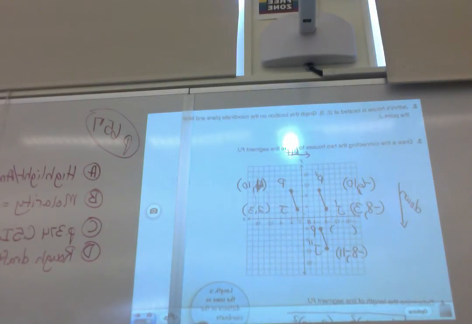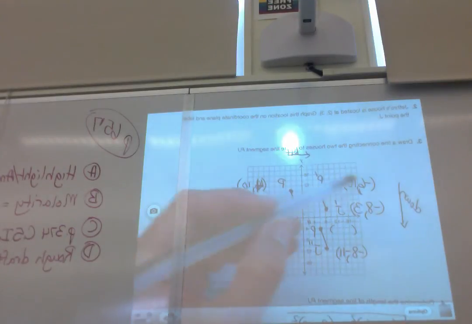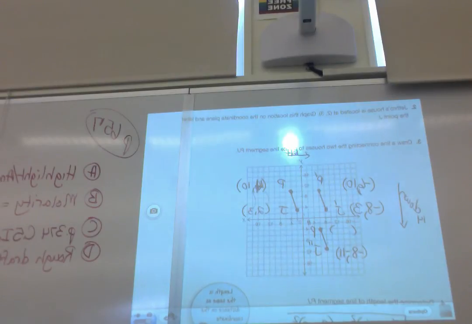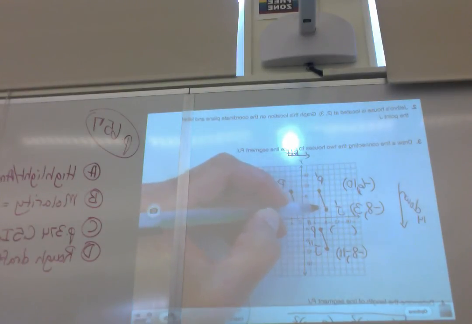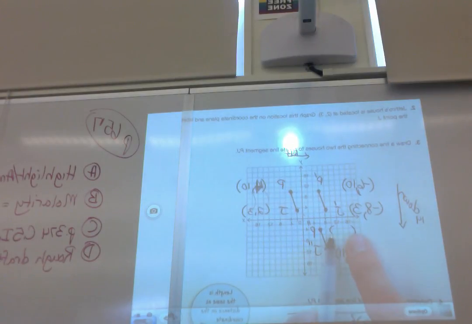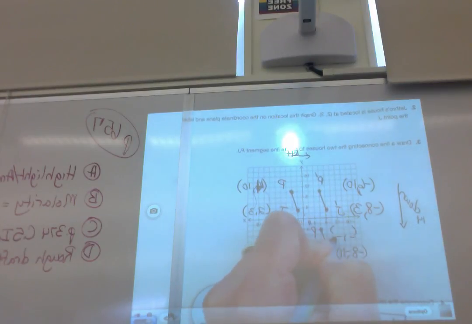How many did you go down? They wanted us to go down 14, and that's 7 boxes, because each box is 2. So 2, 4, 6, 8, 10, 12, 14. All right, sorry about that. I've got -8, 11. Find me P prime prime, please. P prime prime, what's the x and what's the y?